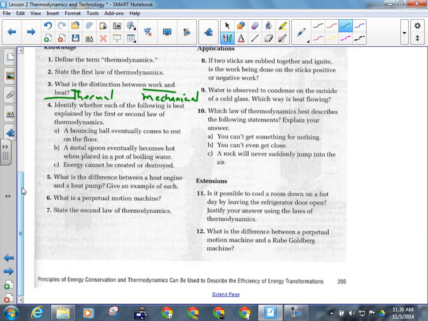C, a rock will never suddenly jump into the air. Right, you would have to give it potential energy. If I just leave the rock, it's not going to jump into the air because of which law? The first law. For it to jump in the air, it would have to create energy, and a rock is not going to do that. Everyone with me on that one?